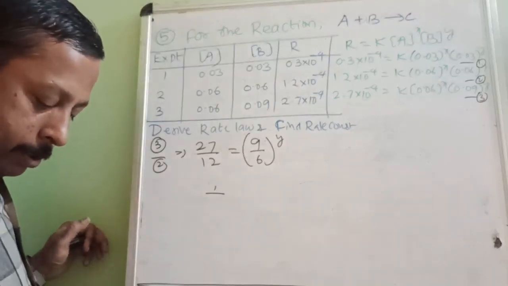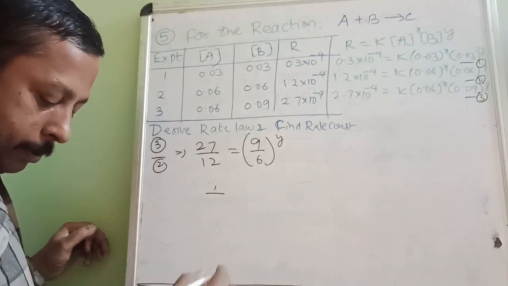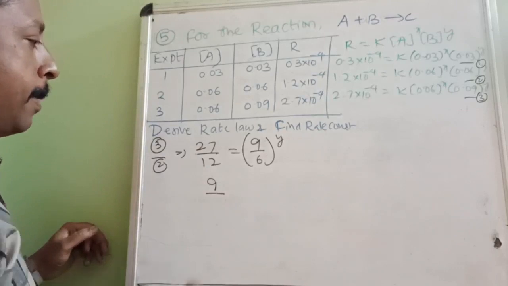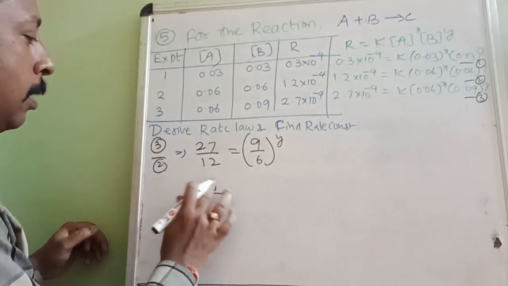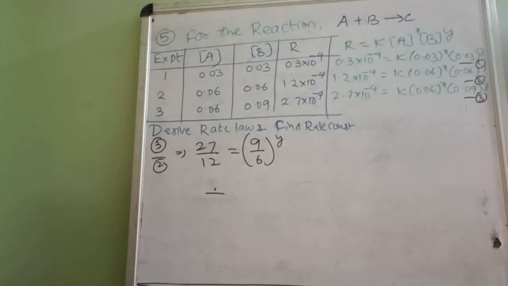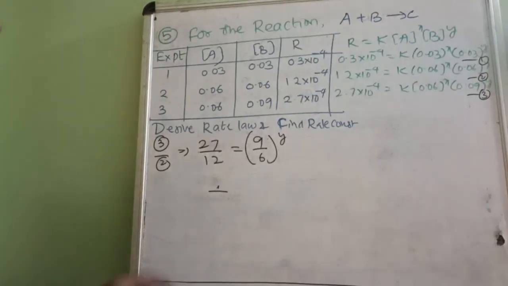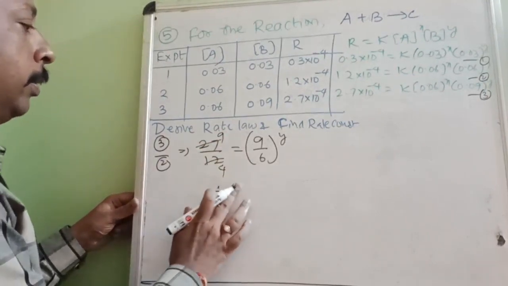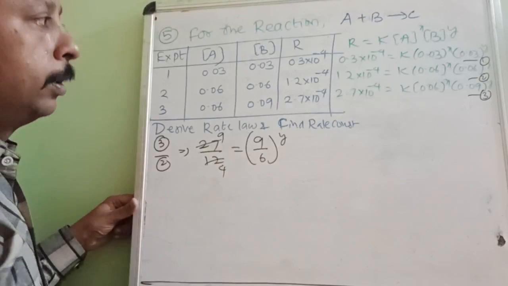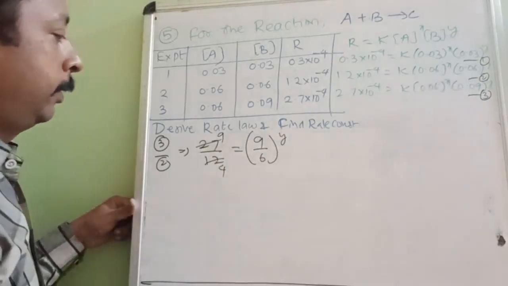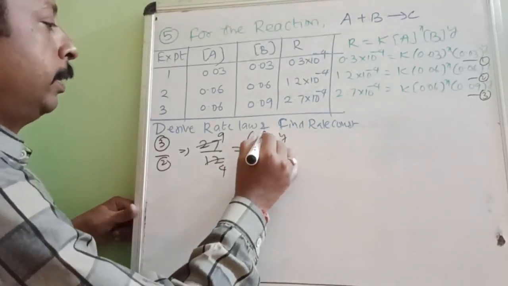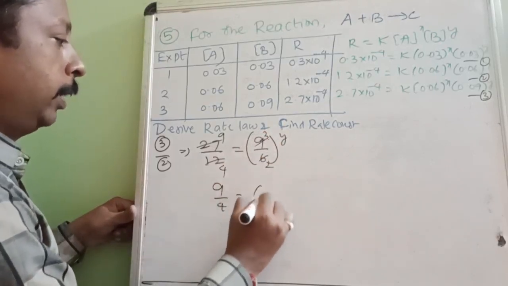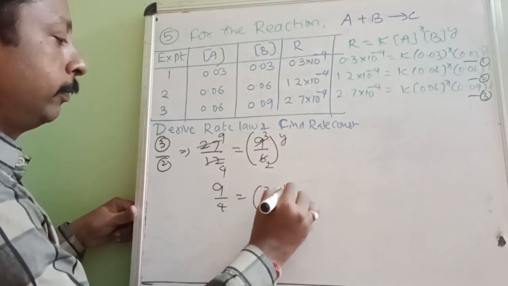It will be... So it will be 3 to the power of 9 and 3 to the power of 4. Okay. So here what it is, 9 by 6. So this will be 3 to the power of 3 and 3 to the power of 2. Okay. So here I got 9 by 4, here I got 3 by 2 to the power of y.